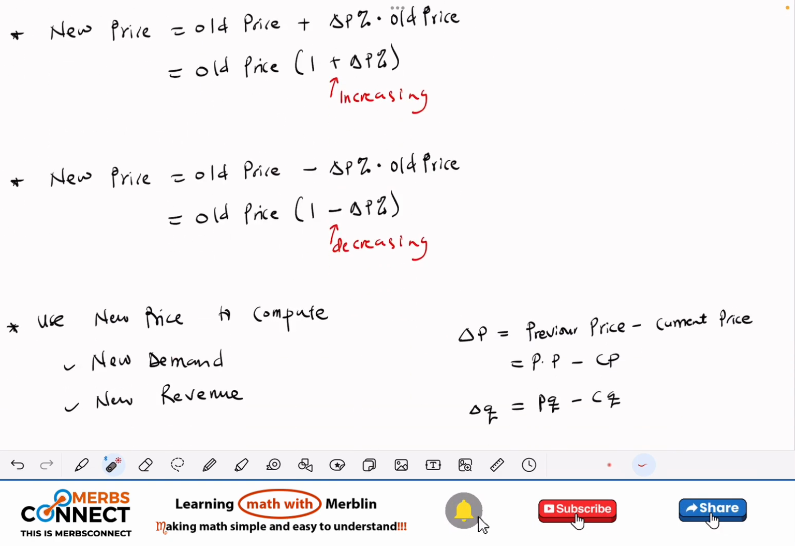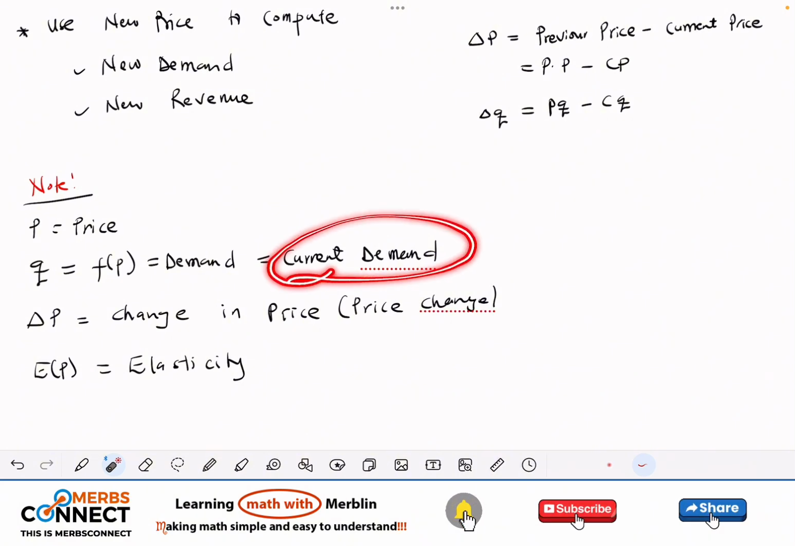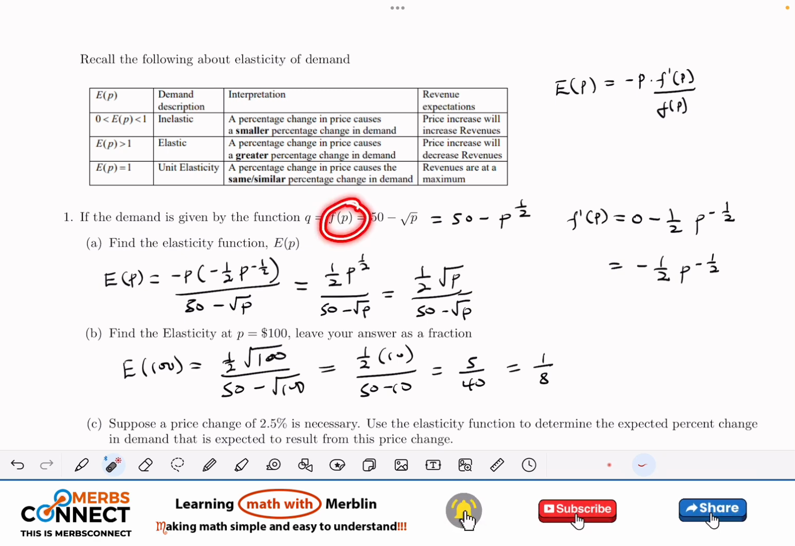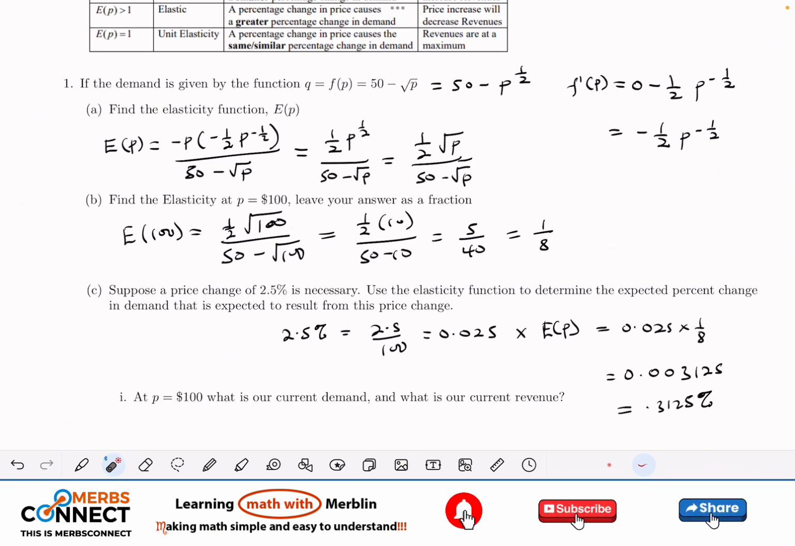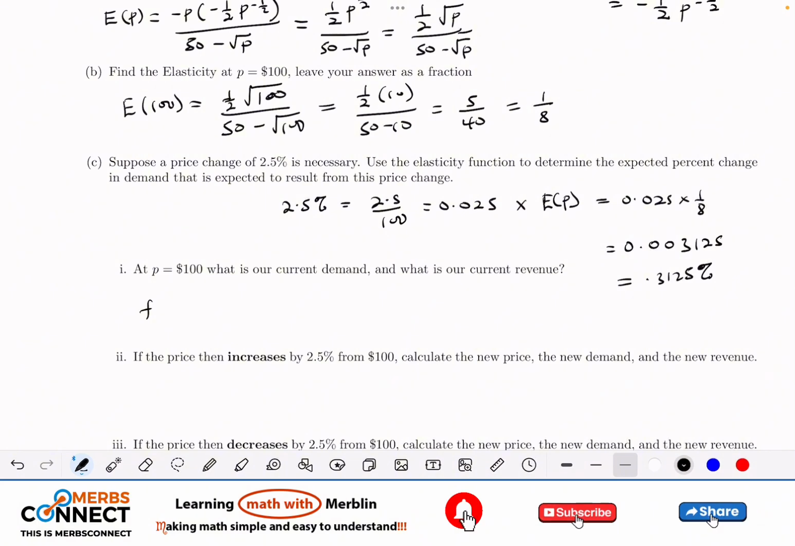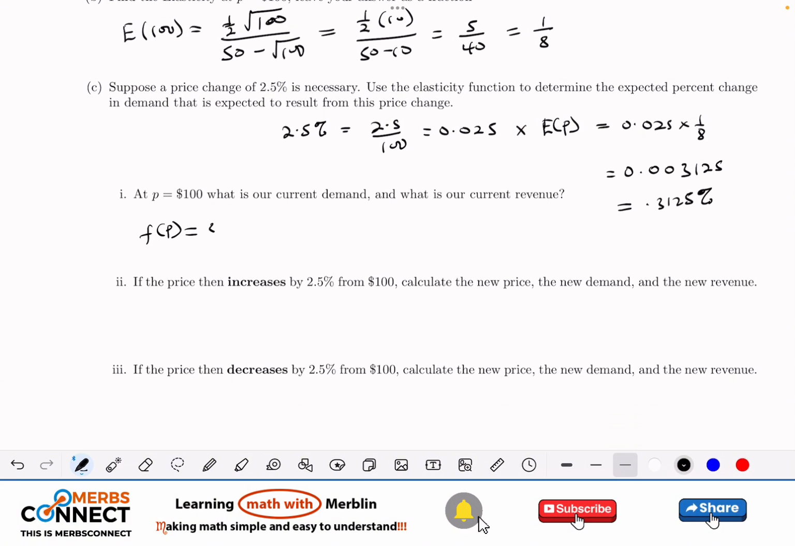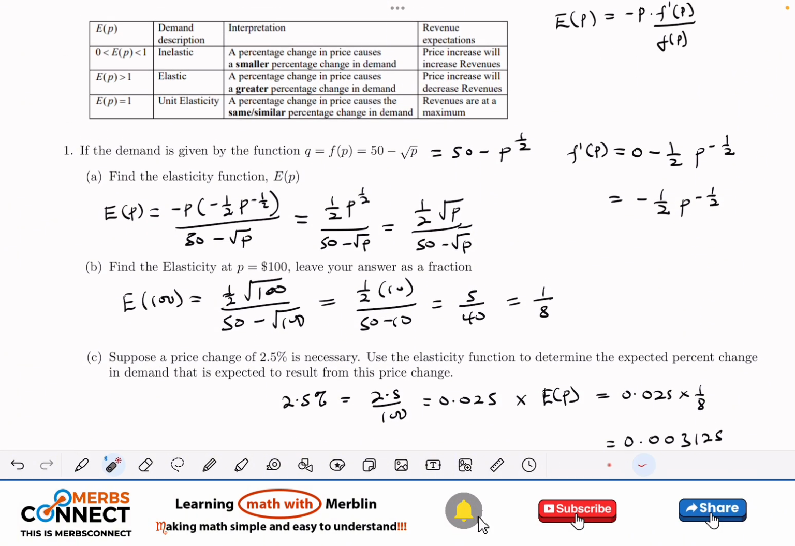So remember we said the current demand is the same as Q, which is the same as F of P. So F of P is here. Since we have the price to be 100, then F of P, which is equal to 50 minus root of P, then F of 100 will be just 50 minus root of 100, which is going to give us 50 minus 10, and we are going to get 40. Right. And don't forget, this is the same as the quantity Q.